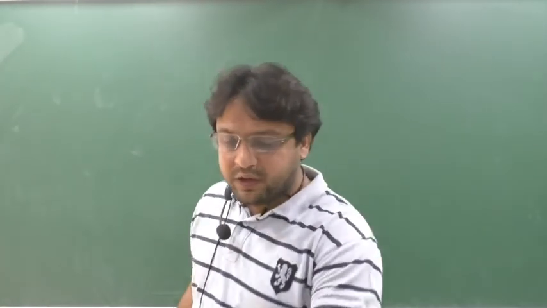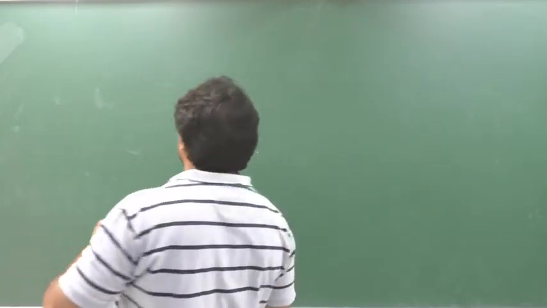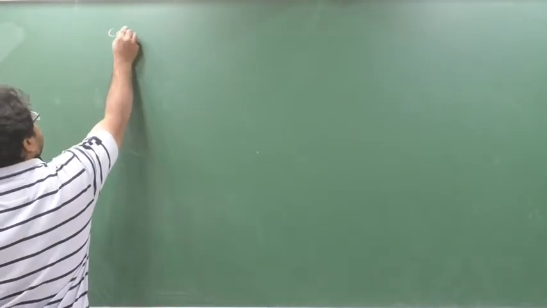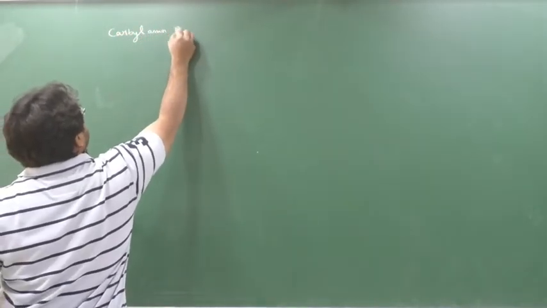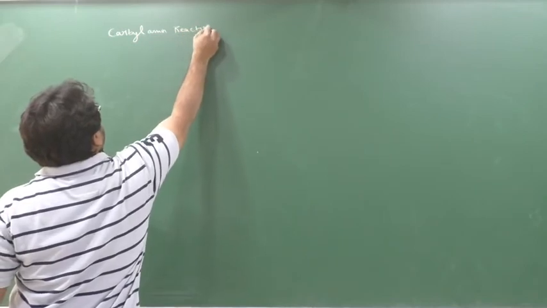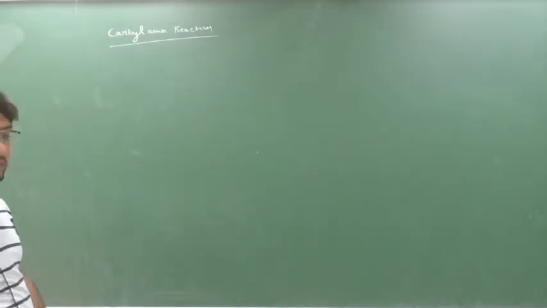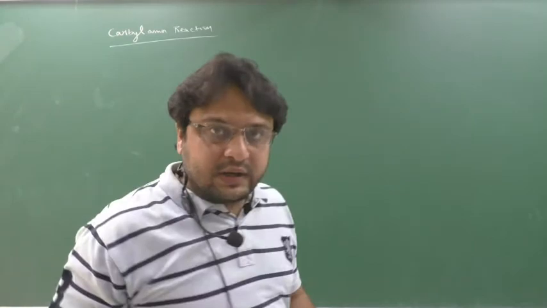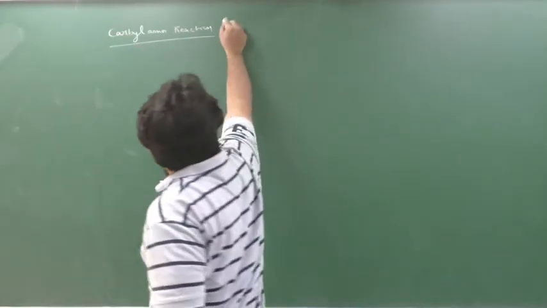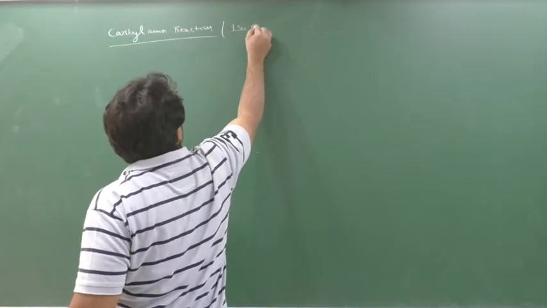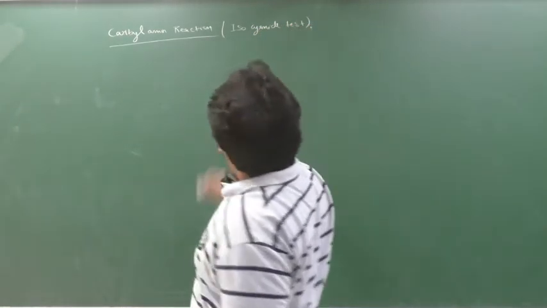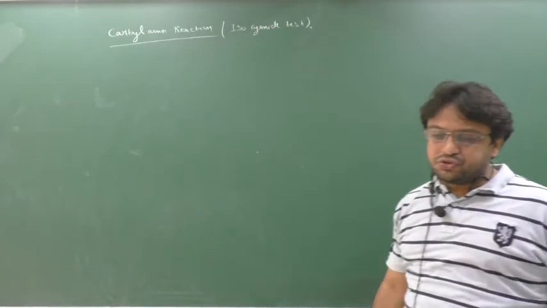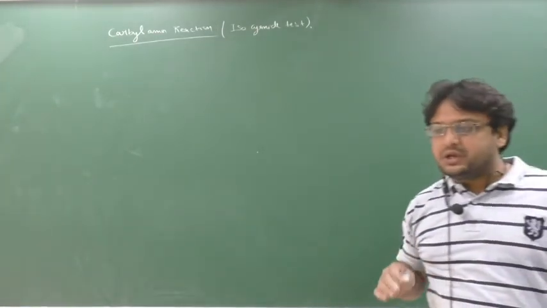Okay, so today we are going to see a very important topic, that is carbylamine reaction. Now what is this? See, this is one type of chemical reaction of amines, and this is also known as the isocyanide test. So this carbylamine reaction is also used to test for the isocyanide.